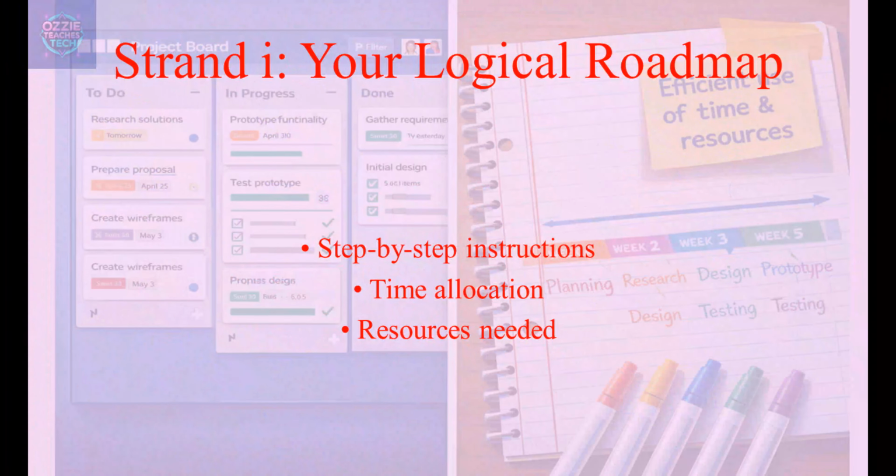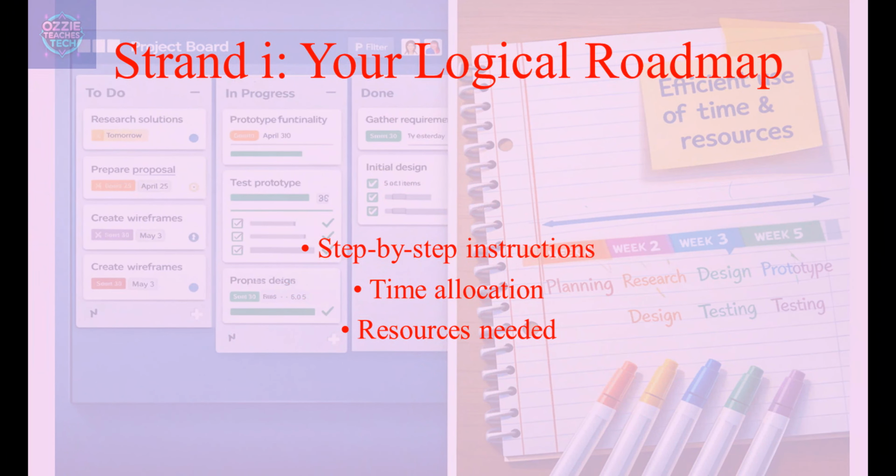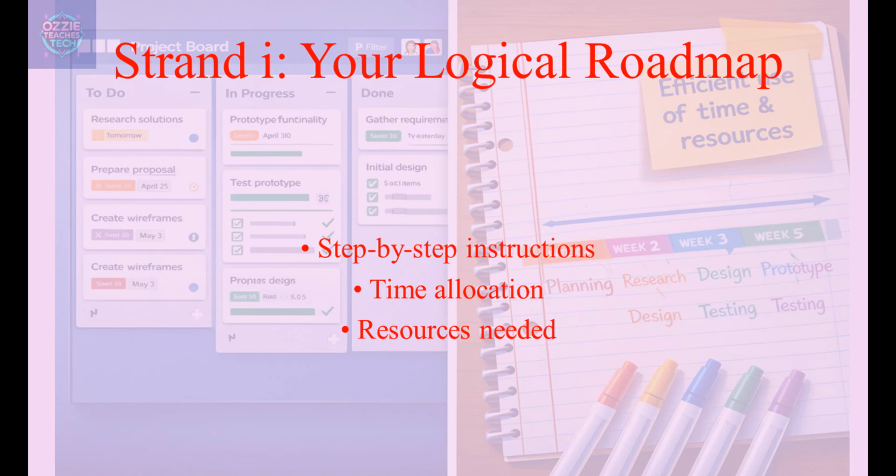Alright, first up, your plan. The IB says it needs to be logical and sufficient for peers to be able to follow. What does that actually mean? Your plan needs three key elements. 1. Step-by-step instructions. Don't just write, make the website or build the model. Break it down into specific sequential steps. For example, step 1, set up HTML structure with header, main, and footer sections. Step 2, create CSS style sheet and link to HTML document. Step 3, style the navigation bar with flexbox layout, and so on and so forth.